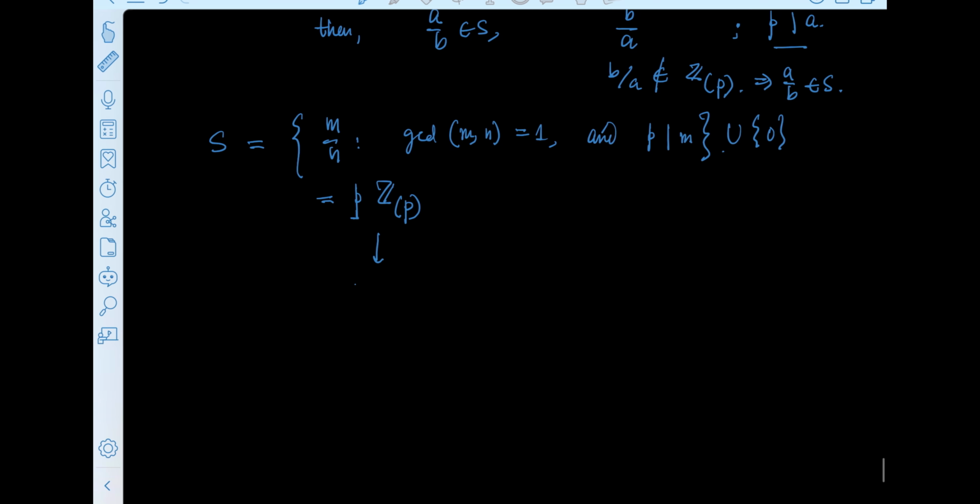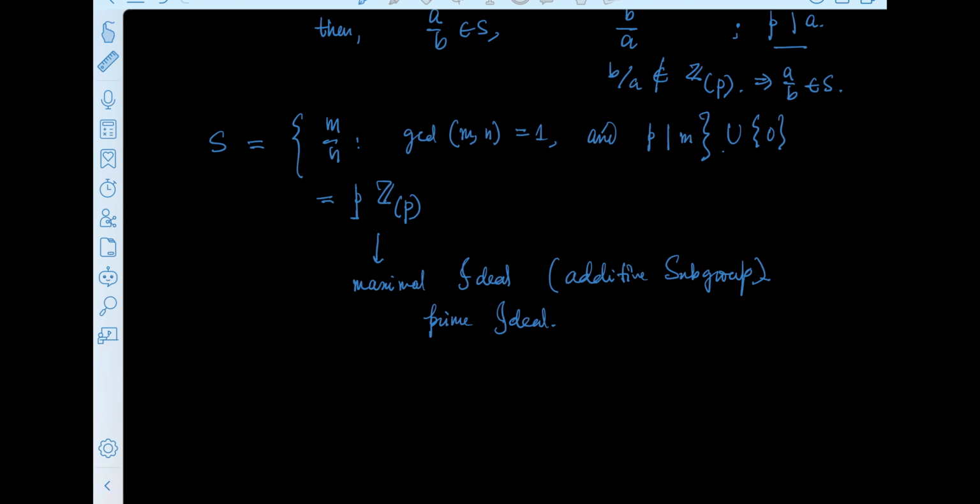So this is the unique maximal ideal in the local ring. Maximal ideal. Additive subgroup. Prime ideal. Okay.